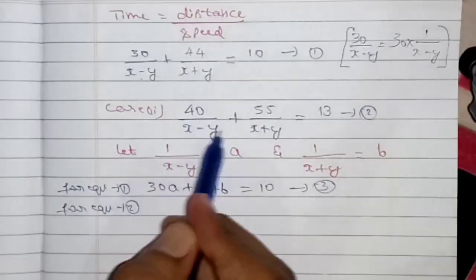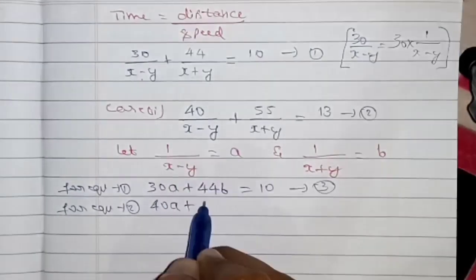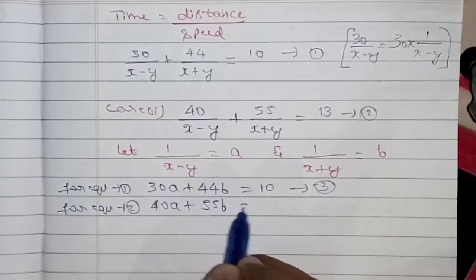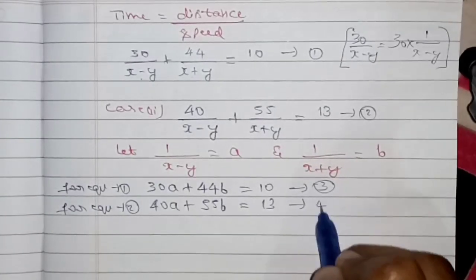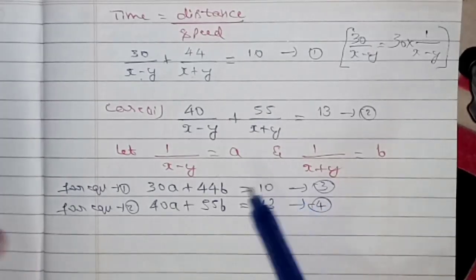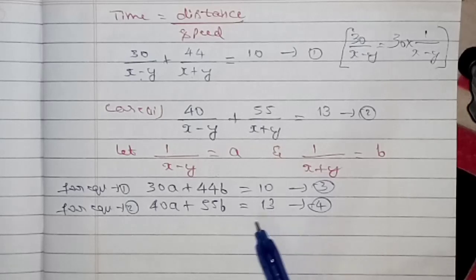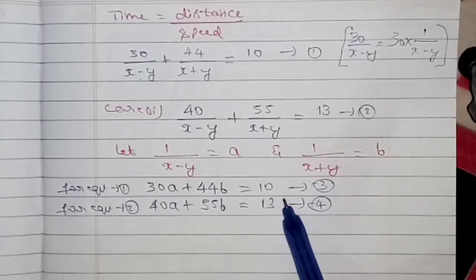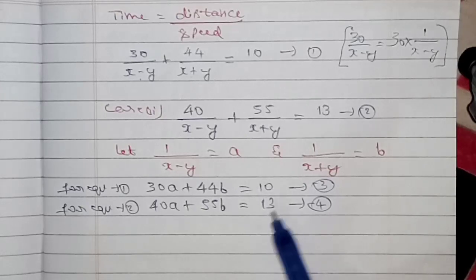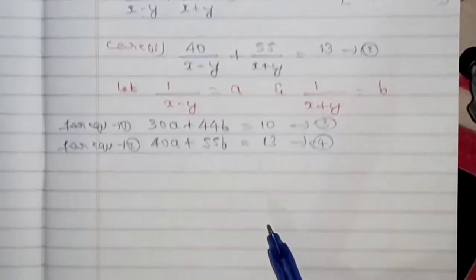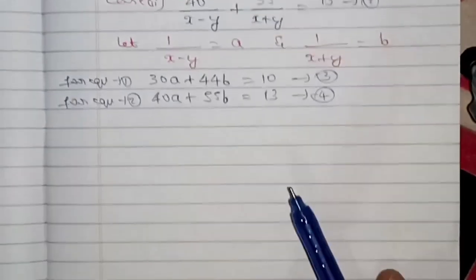So therefore 40 divided by x minus y can be written in the form of 40a plus 55b is equal to 30, right children? Now call it equation number 4. Now solve this equation by using the elimination method or substitution method, or whichever method you need, you can solve it, children. Okay, now I'll solve these two equations by the elimination method.